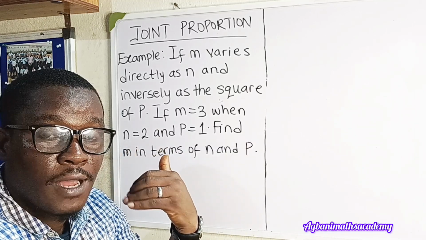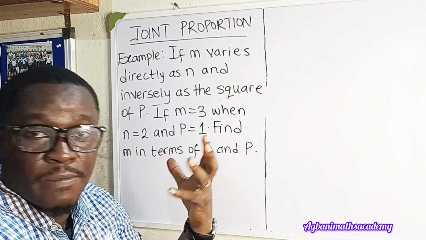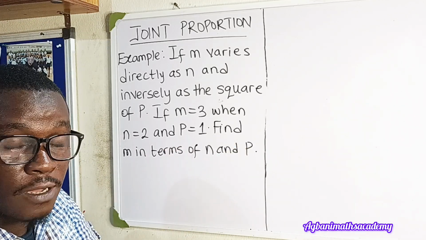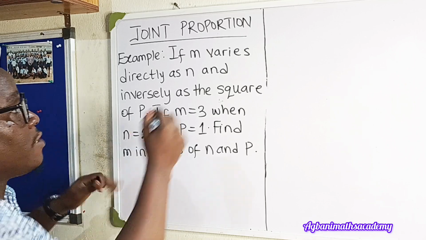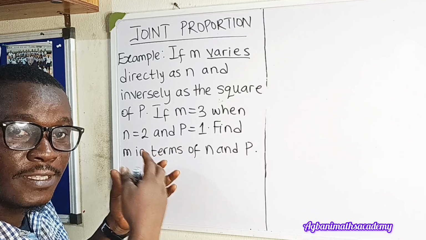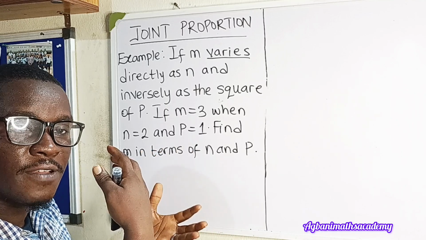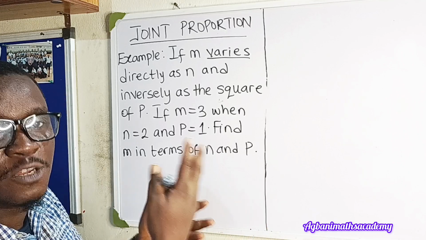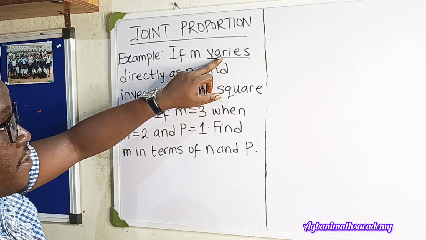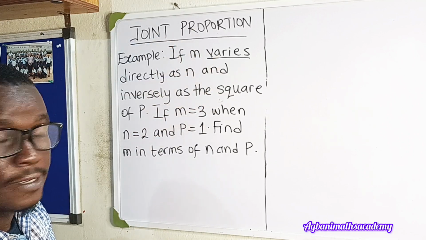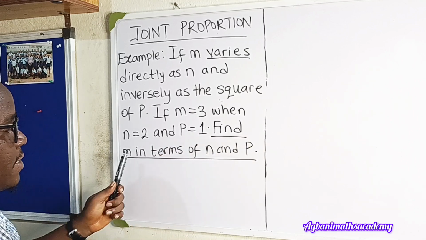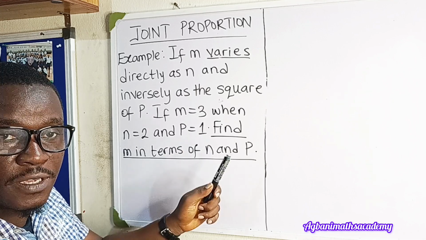In this particular example, I brought in some terms that we need to familiarize ourselves with, okay? In our previous examples, we've been saying directly proportional, inversely proportional, but in this particular question, I use varies. You can either say varies directly or you can say directly proportional. You can also say varies inversely or inversely proportional. So varies and proportional, they are the same thing, okay? If you see varies, they are also talking about proportion, okay? Also, this term is very important, okay? Find M in terms of N and P, okay?